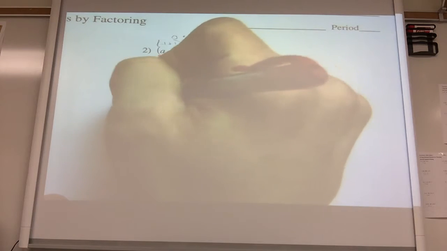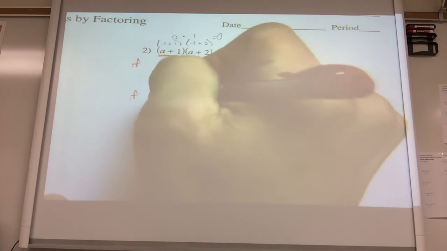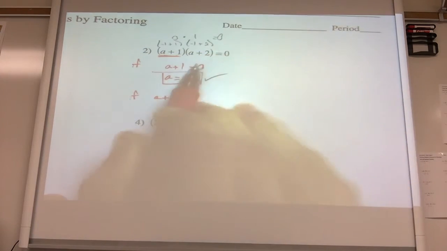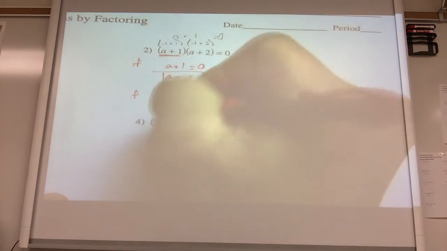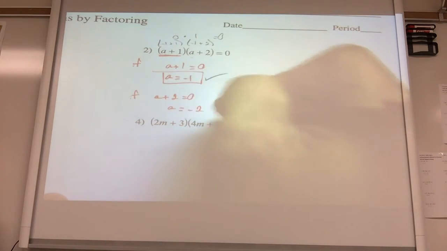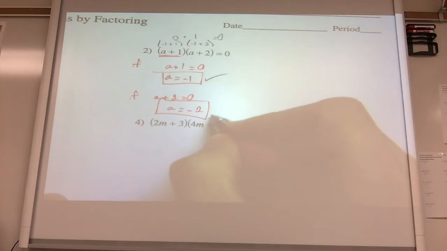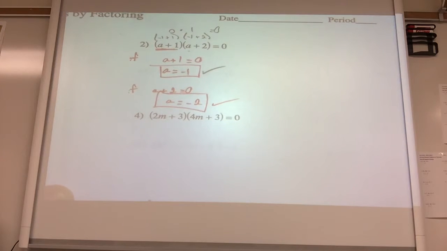Now, if a plus 2 equals 0, if this equals 0, then a could equal -2. And the same thing is true. If a equals -2, that works out also. Those are my two solutions.